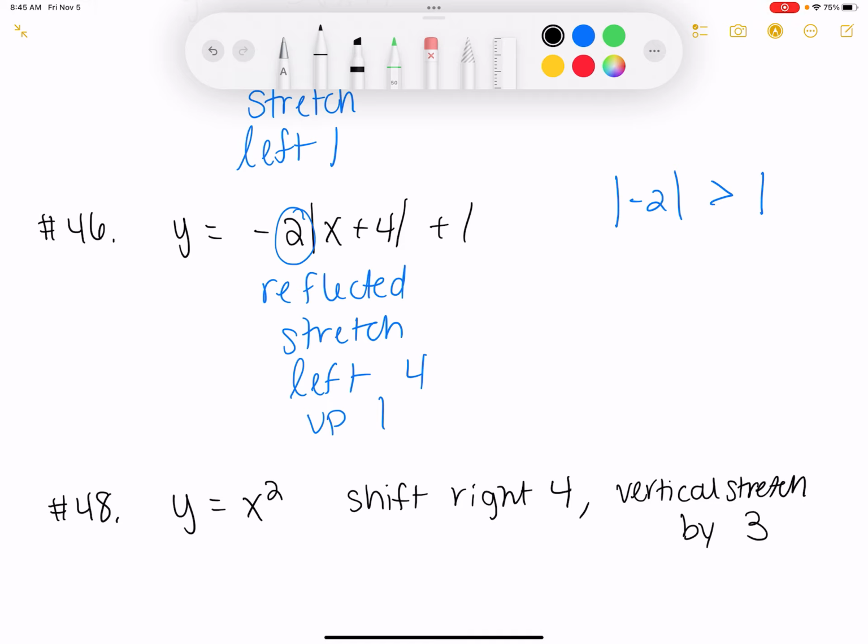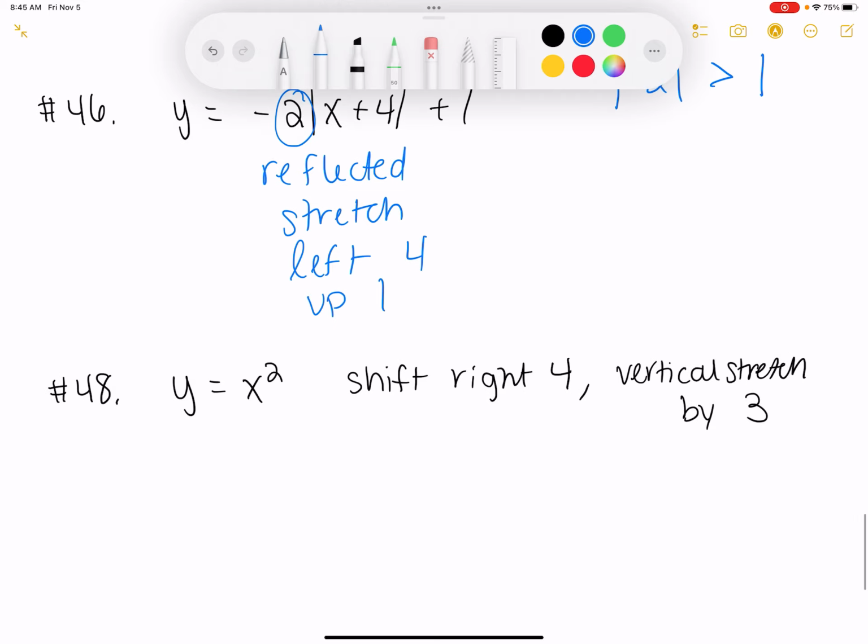The shift right is inside the parentheses: x minus 4, squared. With a vertical stretch, the number goes outside. Put a 3 in front. Put a 3 outside of the parentheses, because the shift goes in the parentheses. Outside of the parentheses on the left side is the stretch. Okay.